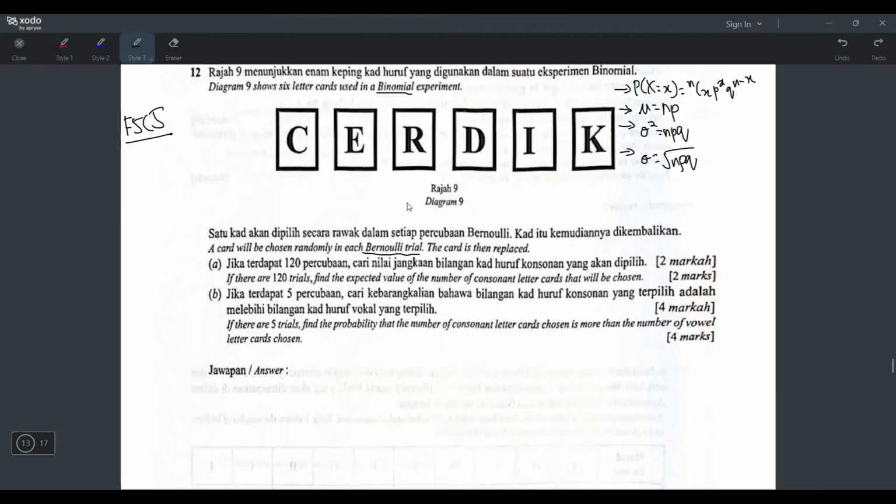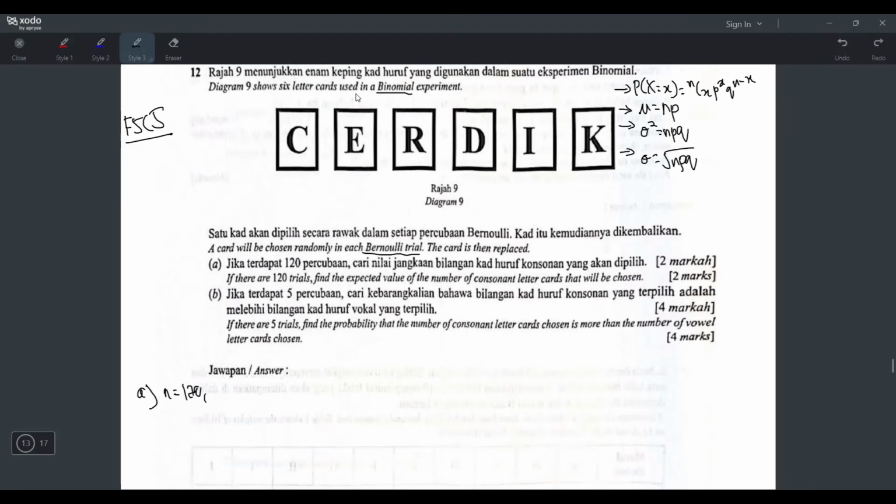It's independent, because the probability is the same for every try. Every time you take out, the probability will not change, because you put it back. The card, after you choose one, you put it back. Okay, let's do A. If there are 120 trials, this one is confirmed to be the n already.